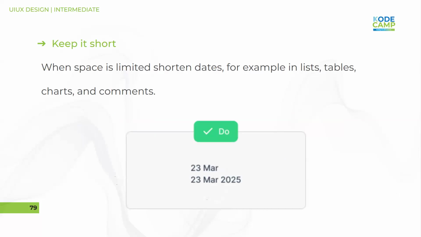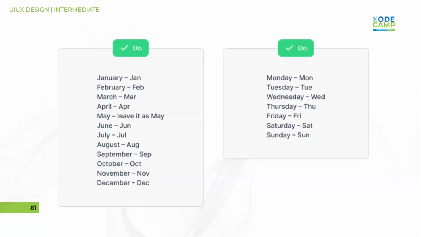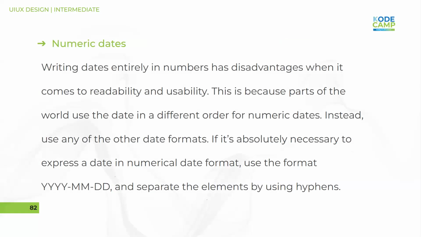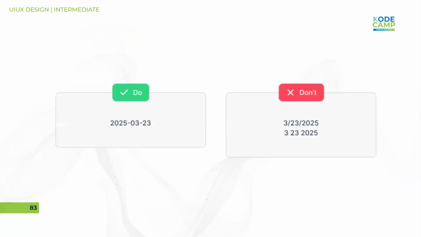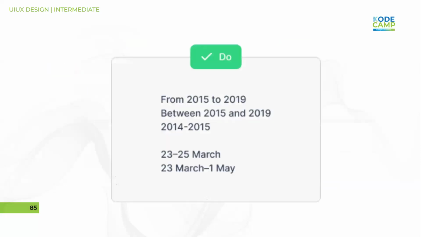British English does not tell you that you have to complete the entire word. And in terms of abbreviation, it is the same thing. You can abbreviate when it comes to British English. When it comes to numerical dates, it's the same thing. It is a universal way of presenting dates. So year, month, and day is still fine in British English. And also when it comes to intervals, it is one and the same thing.